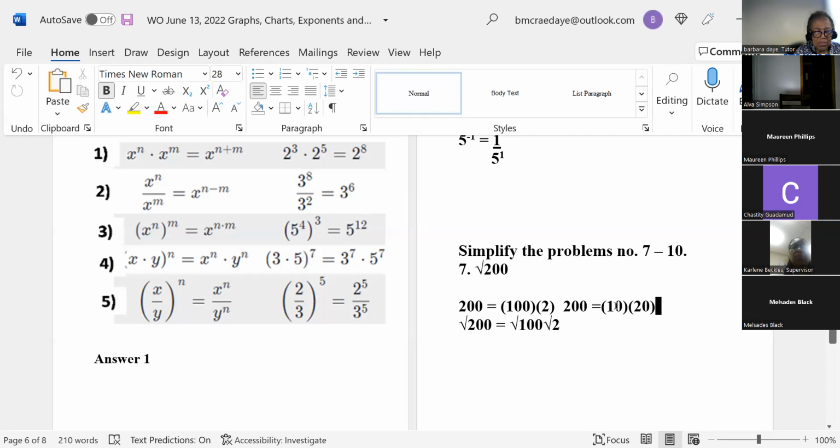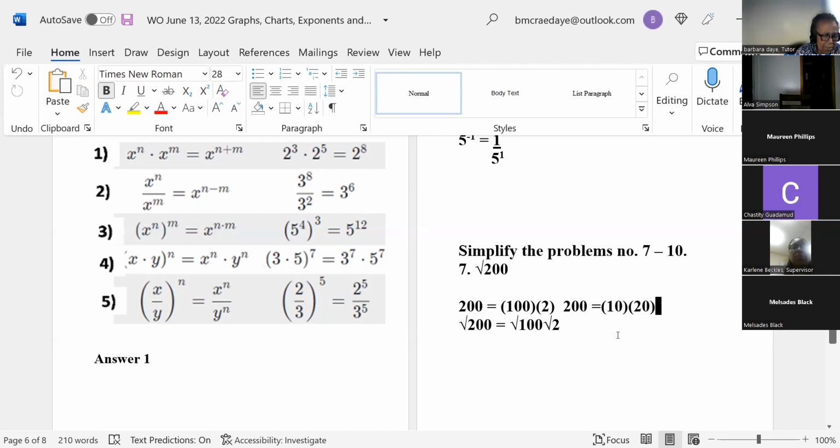Yes, Mercedes, I understand that, but I just don't get the script. See, when you break this into factors, you want to then break the radical into radical factors, but you want to use numbers that have perfect square roots.